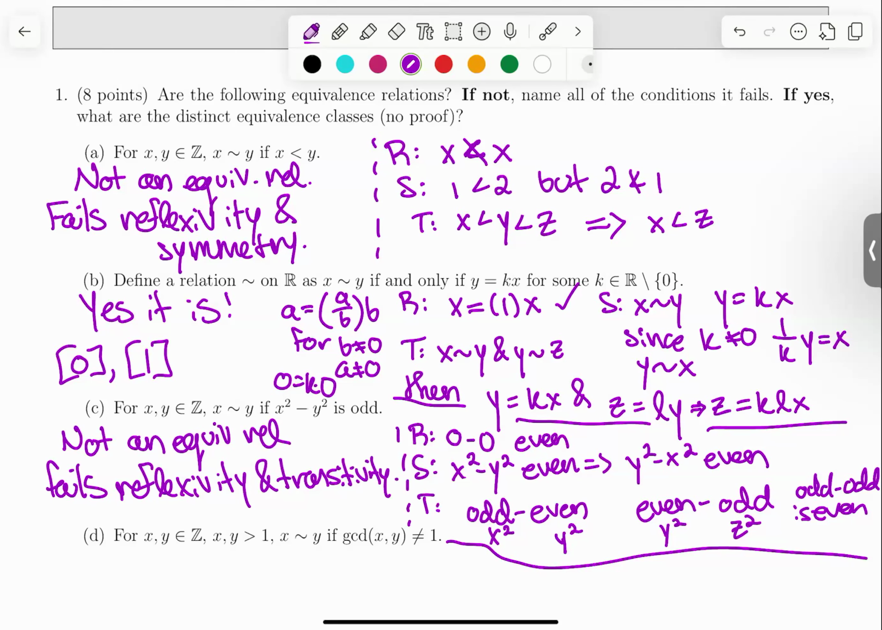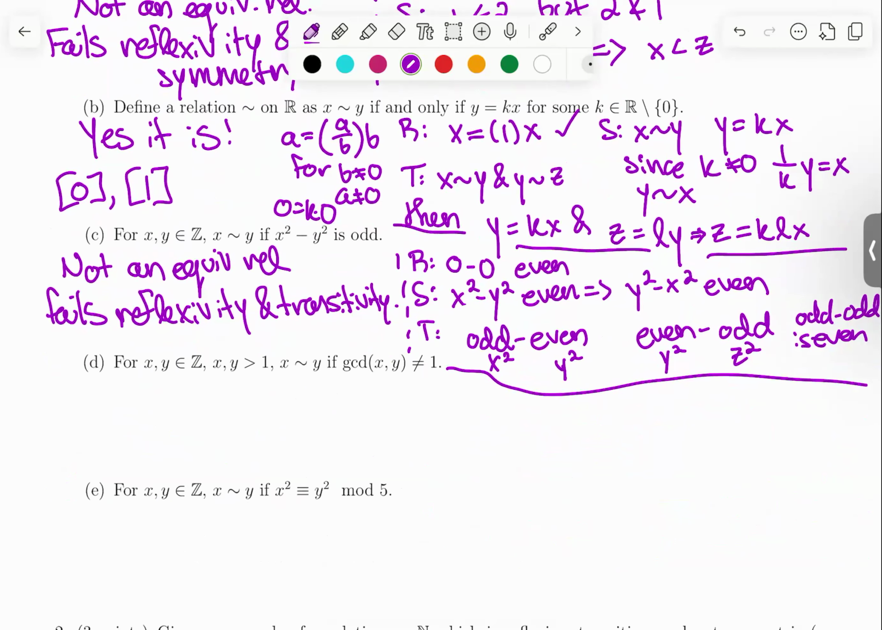Okay. And usually when you show something's not an equivalence relation, you only need to show it fails one of these three things. Okay, so integers that are greater than 1, x twiddles y if the GCD of x and y is not 1. Okay, well, reflexivity, this is true because the GCD of x comma x is going to be x, or the absolute value of x, but here our x is greater than 1, so you don't need to worry about that. So boom, because x is greater than 1, it's not going to be 1.